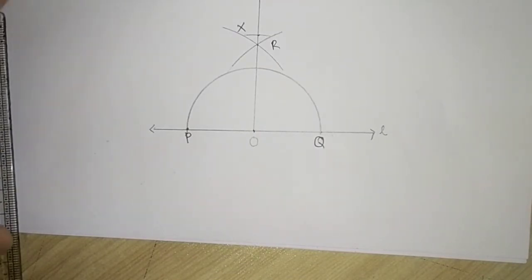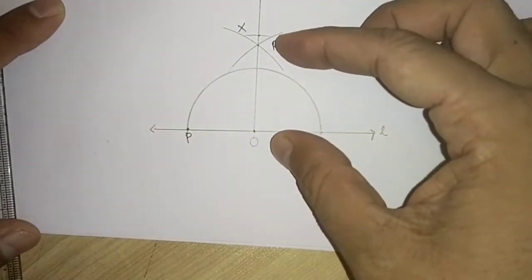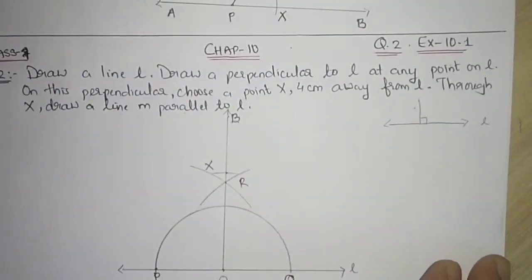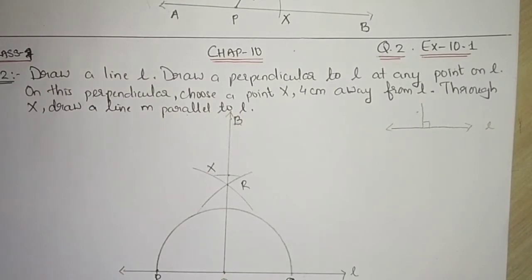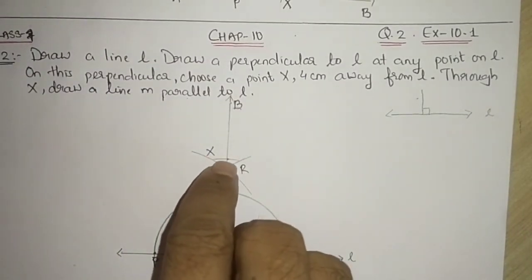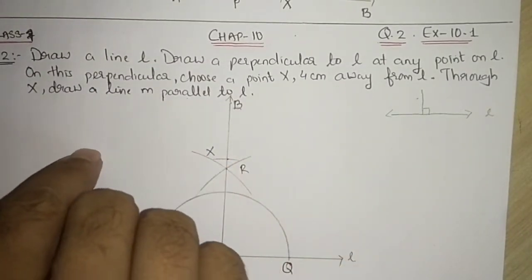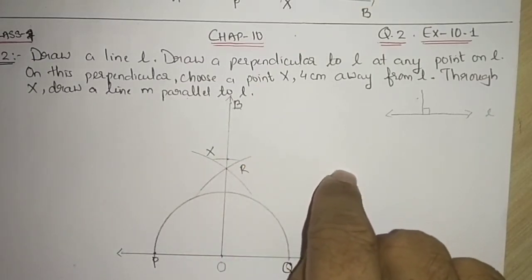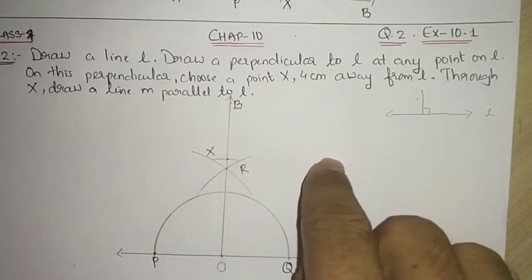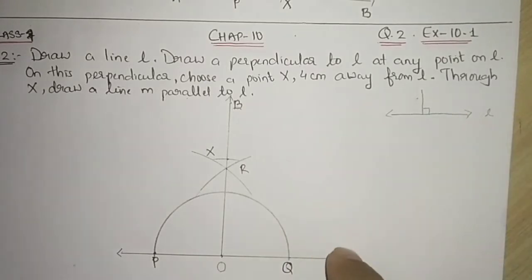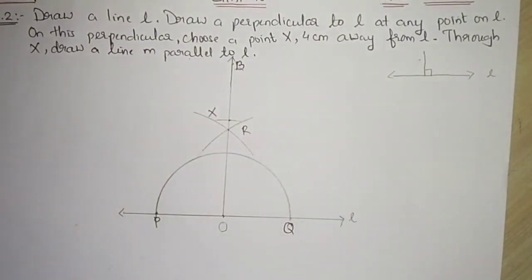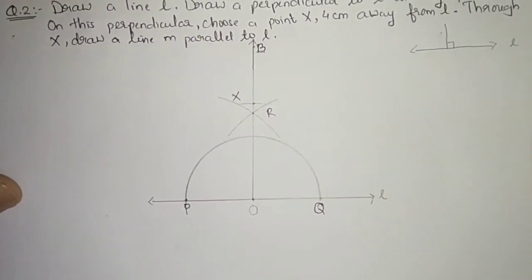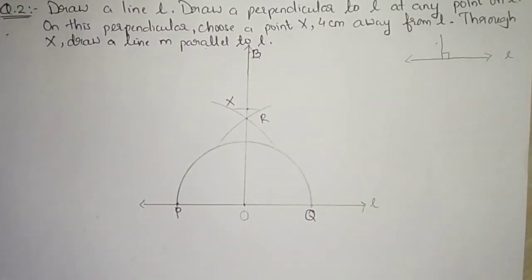Now we have got the line 4 centimeter. Now what they have told, they have told us that through X draw a line parallel to L. Now through this point X, we have to draw one parallel line. We have to draw a line which must be parallel to L, and we will name that line as M. So what we will do? We will do now the same procedure as we have done in question number 1.